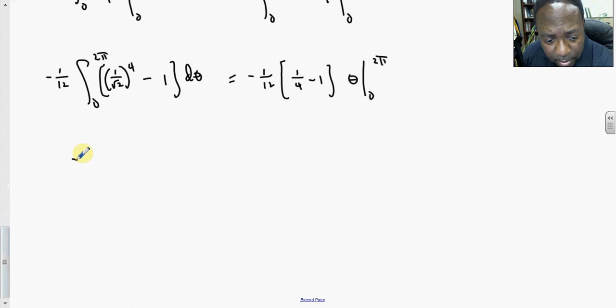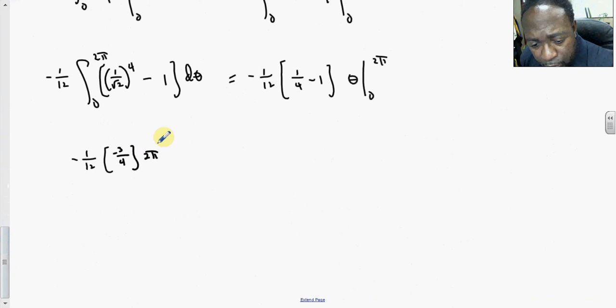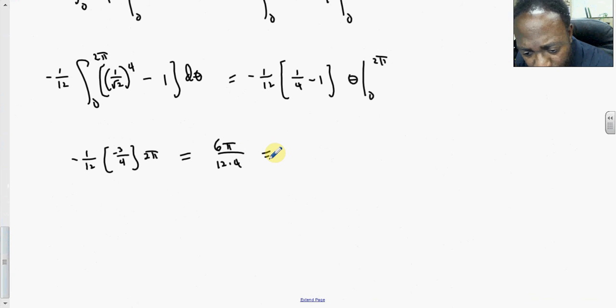We simplify this. This is negative 1 over 12. Here 1/4 minus 4 over 4 is negative 3 over 4, times 2 pi, right? So the negatives cancel out. And so we get 6 pi up top divided by, just write it, 6 pi over 12 times 4. So this is pi over 2 times 4, which is 8.